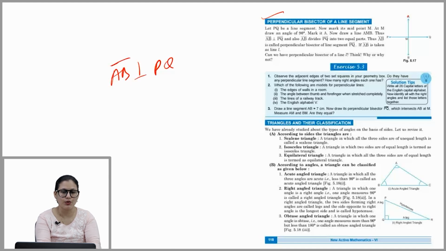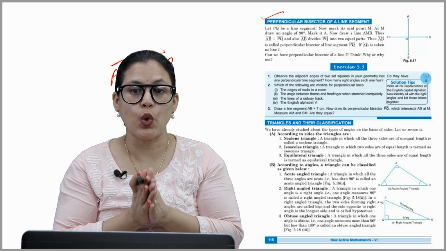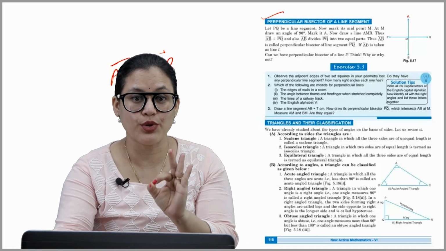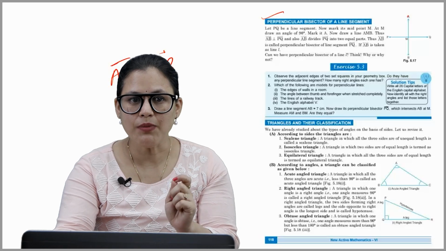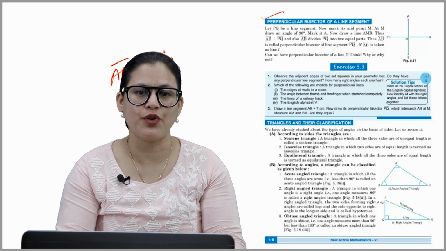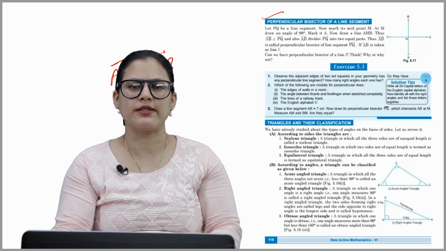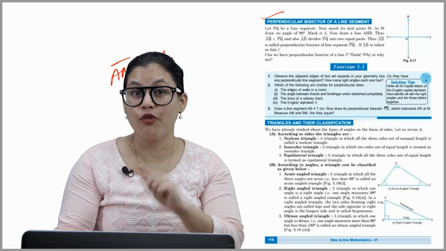This is a line segment and this is also a line segment. Also, AB divides PQ into two equal parts. This AB is also called the perpendicular bisector of line segment PQ. If AB is taken as line L, can we have a perpendicular bisector of a line L? Think why or why not?